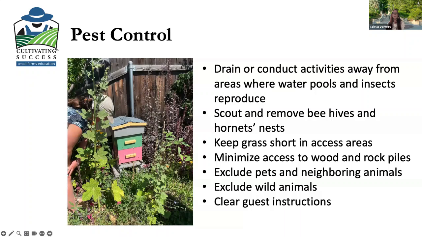You're going to want to make sure that you continually scout to remove beehives and hornets' nests, that you keep grass short in any access areas, that you think about things like snakes, rodents, other animals that might be in the grass. You're going to want to also exclude people from your wood and rock piles and from pets and neighboring animals. Pets are safe for you, but they could not be safe for your guests. And then, how do you want to exclude wild animals and then instruct guests on what to do if they see something that concerns them?